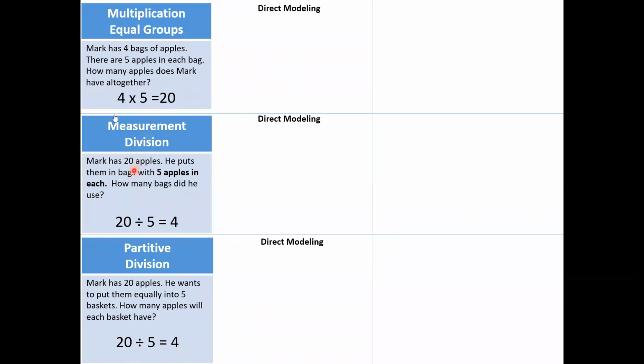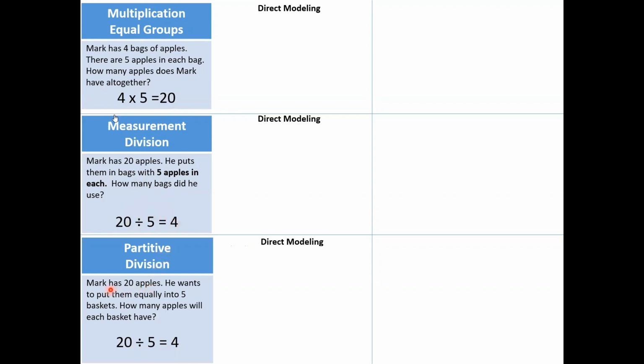Now, measurement division. Remember, measurement division means you know how many are in each group. You just don't know how many groups you have. So Mark has 20 apples. He puts them in bags with 5 apples in each bag. How many bags did he use? And for us, we just say, okay, 20 divided by 5 equals 4. Again, no problems with that.